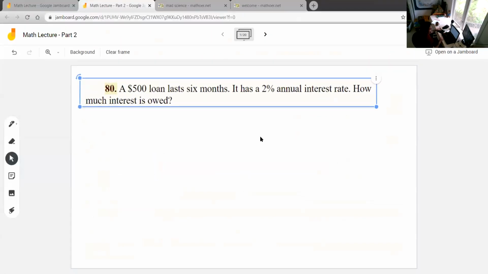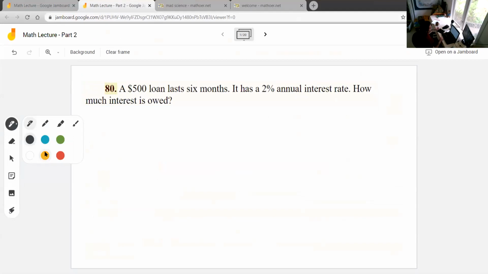So this is a similar thing. Now the time frame, oops, that's not a highlight, is 6 months. So half a year. So we have the same 3 parts. We're going to say, what is 2% of 500?